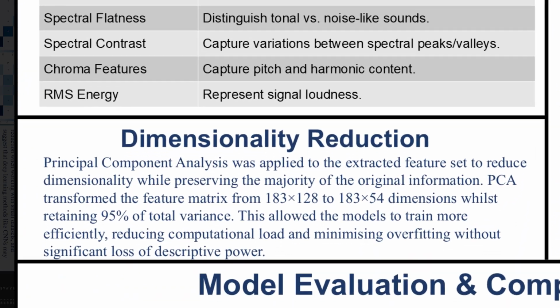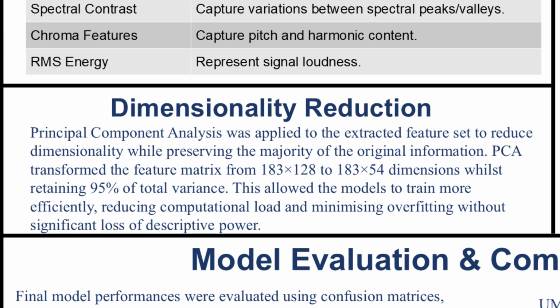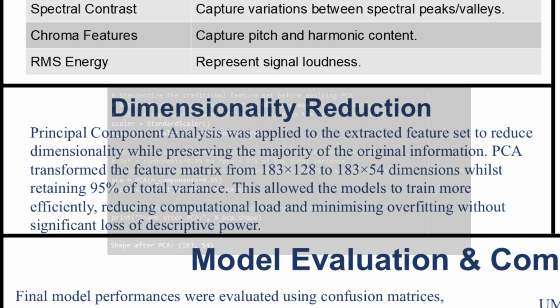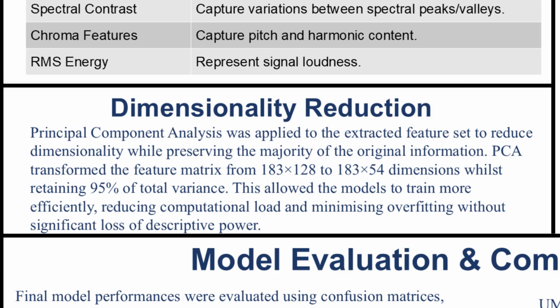To reduce the dimensionality and avoid overfitting, I applied principal component analysis, which reduced the features from 128 dimensions down to 54, whilst preserving 95% of the variance. This helped both SVM and KNN train more efficiently and generalize better.